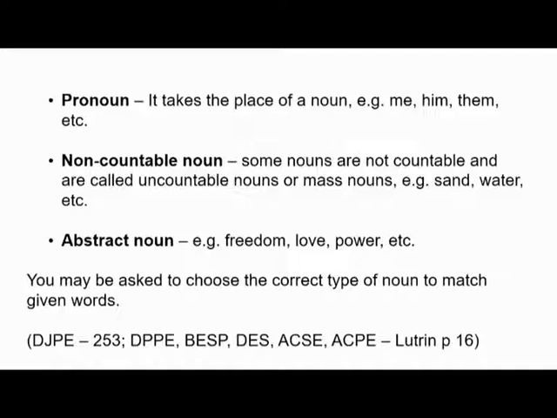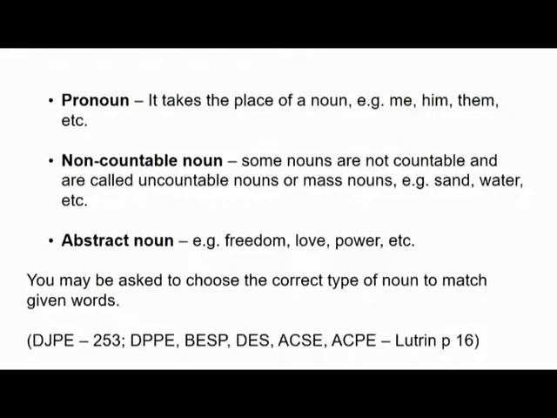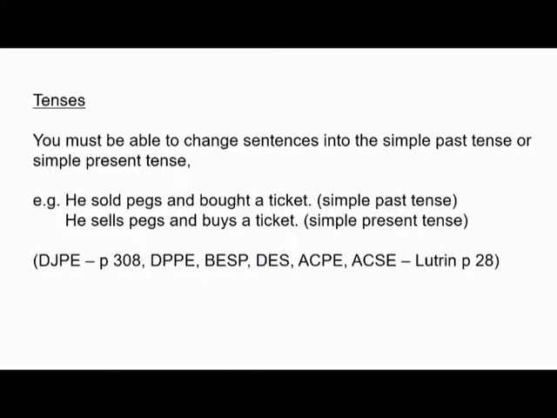Some nouns are non-countable and are called uncountable nouns or mass nouns. That is like sand or water or sugar. Those you can't count, each granule of sugar. So those are the non-countable or the mass nouns. And then you get the abstract nouns, for example, freedom, love, power, hatred. You may be asked to choose the correct type of noun to match the given words. Nouns are in the DJPE study guide on page 253, while the other students will get it in their Lutheran book on page 16.